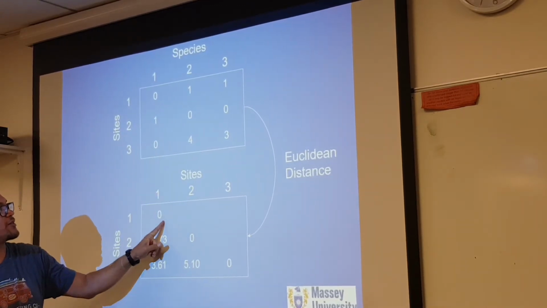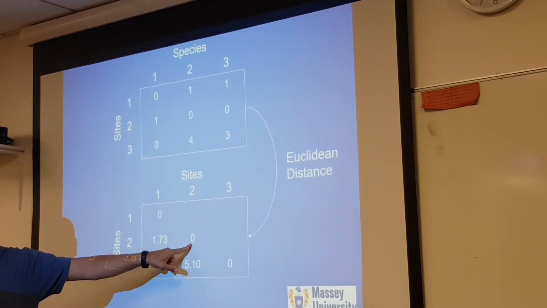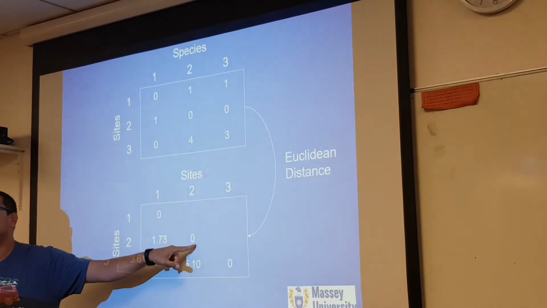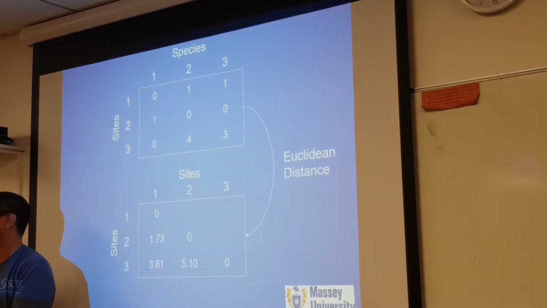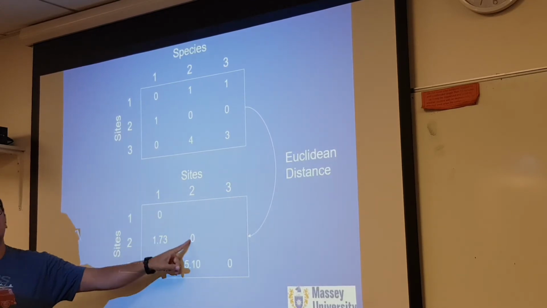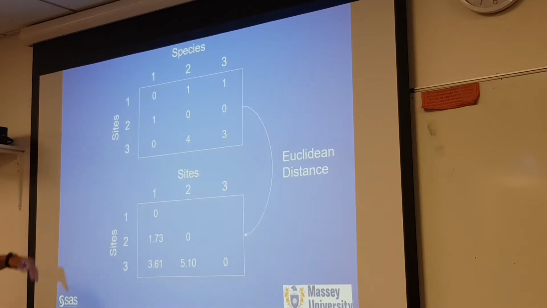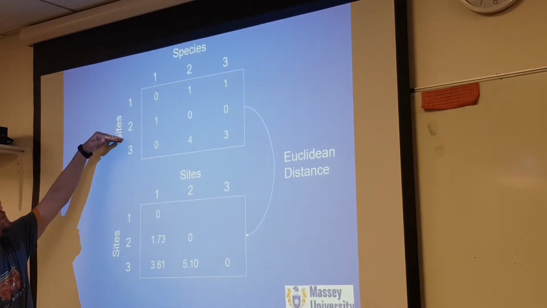It's always going to be 0. So the diagonal, and 2 and 2, is 0, because these things are exactly the same. There's no distance between them. They are perfectly similar, so the dissimilarity is 0. So the distance between them is 0 on the diagonal. That's the standard. What is the distance between site 1 and site 2?